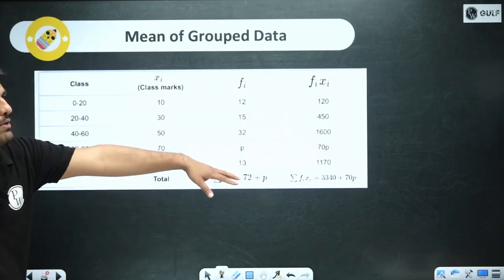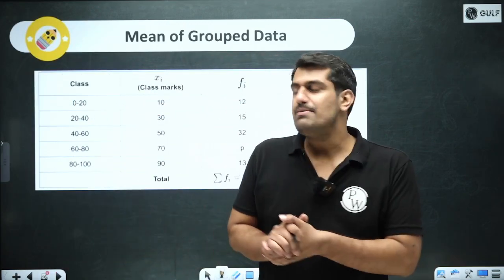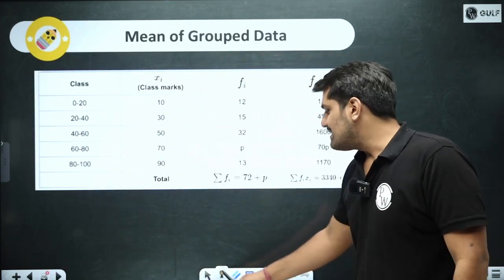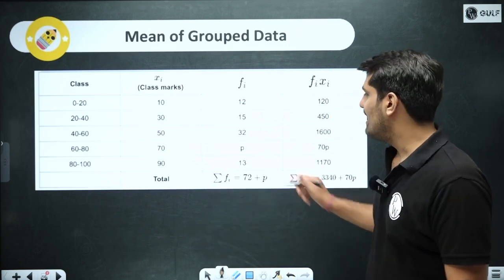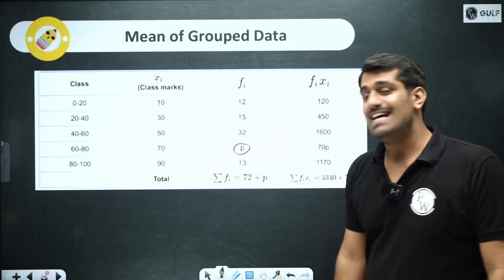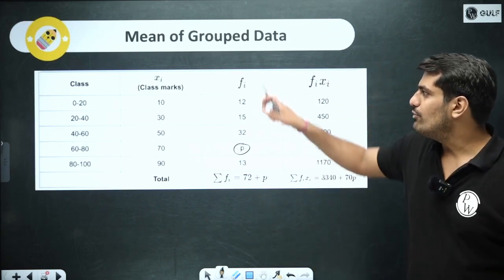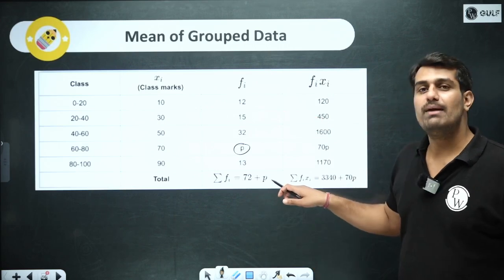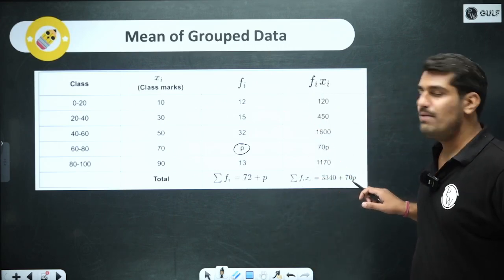Observe this data. Each and every calculation has been done for you. There is no part of it that has been left for you. The question can be formed in this manner, that we are having one frequency missing over here, which has been represented in the form of P. So when the frequency is missing, when you do the sum of the frequency, it will come in the form of 72 plus P. And when you do this sum of Fi Xi, it will come in the form of P once again.